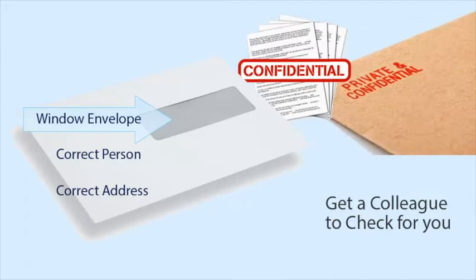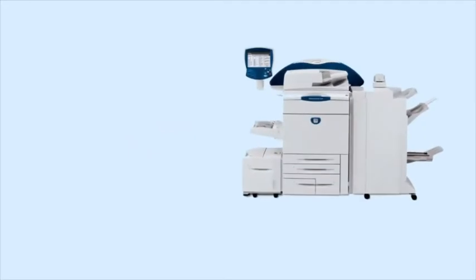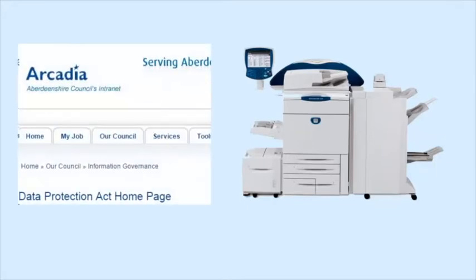There have been occasions when breaches have happened because additional information has been inadvertently put in the envelope. For example, when people have picked up an extra bit of paper from the printer. So check what you're putting in the envelope. The Council has a corporate mail procedure which must be followed when sending mail via post. You'll find it on the Data Protection homepage on Arcadia.